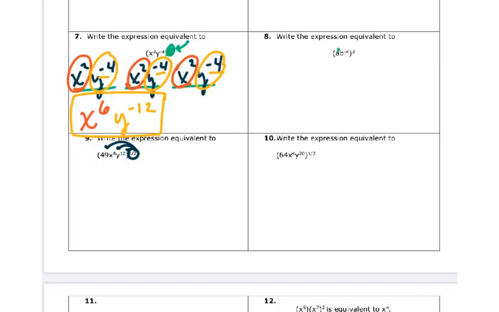What that means is we had the number 49. We're raising it to the 1/2. Then we have the phrase x to the 8th. We're giving that a 1/2. Finally, we have y to the 12th, and we're giving that a 1/2.